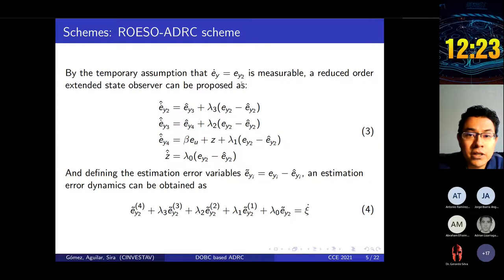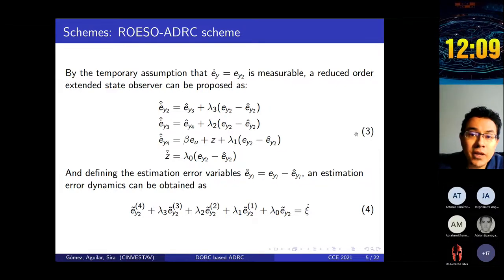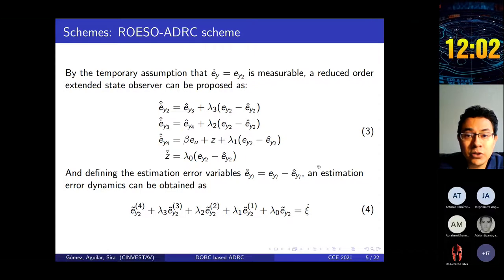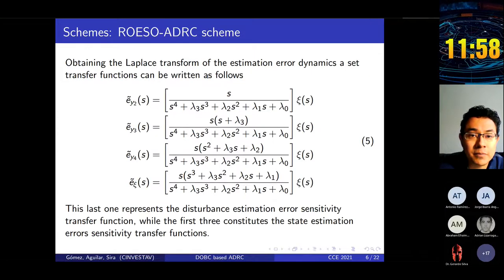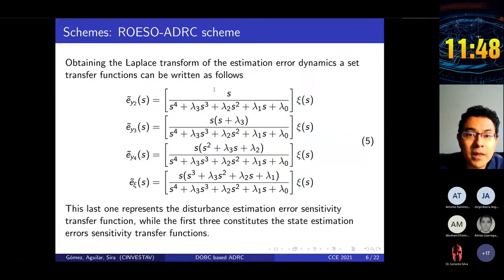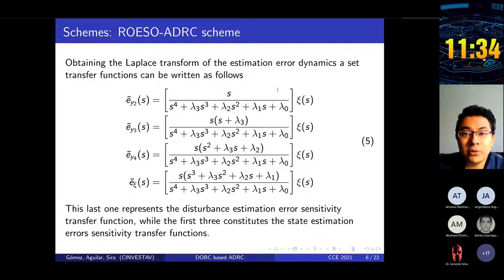If we assume that the output velocity is measurable, a reduced order extended state observer can be proposed as seen in equation three. From this, an estimation error dynamic can be obtained as presented in equation four. We can propose the set of lambda variables such that the characteristic polynomial is Hurwitz. If we obtain the Laplace transform of the estimation error dynamic, a set of transfer functions can be calculated. The first three represent the state estimation error sensitivity transfer functions, and the last one represents the disturbance estimation error sensitivity function.